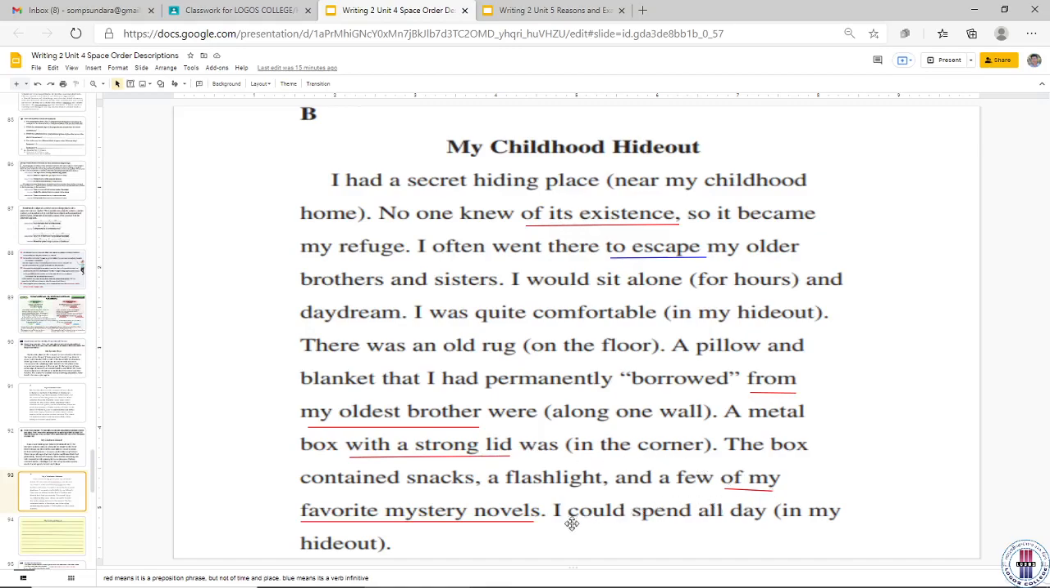Same thing with my favorite mystery novels. I could spend all day in my hideout.